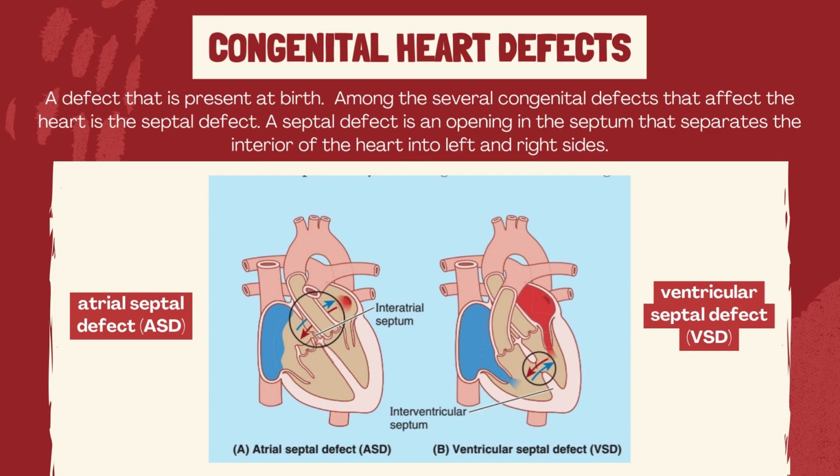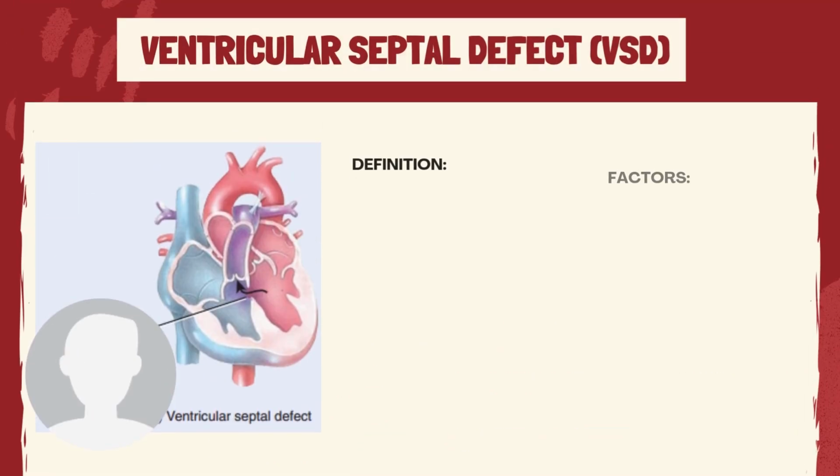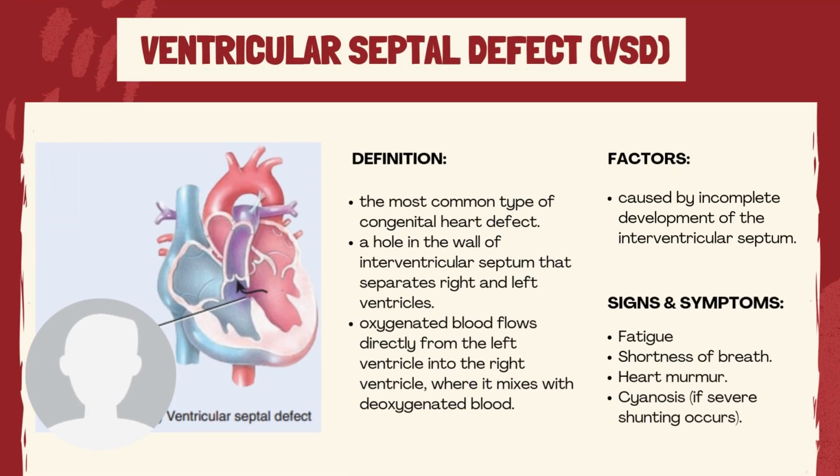Next is congenital heart defect, a defect that is present at birth. Among the several congenital defects that affect the heart is the septal defect. A septal defect is an opening in the septum that separates the interior of the heart into the left and the right side. The first example is ventricular septal defect, which is VSD.